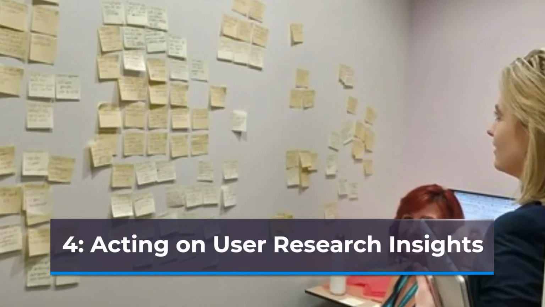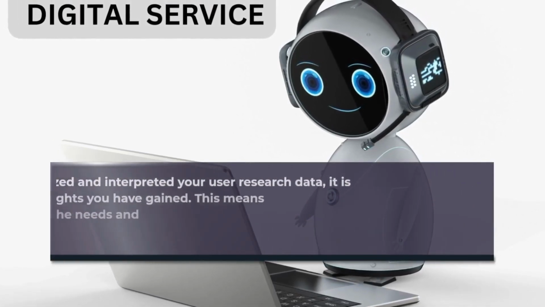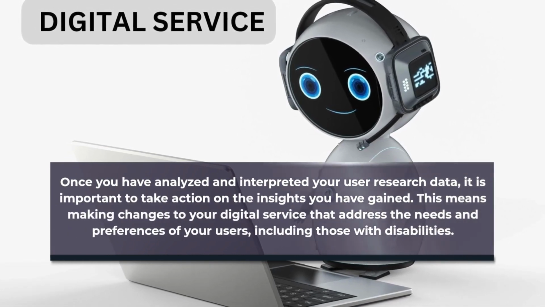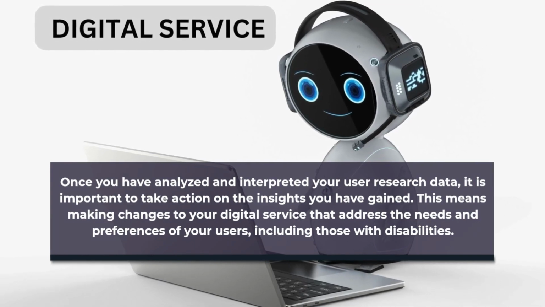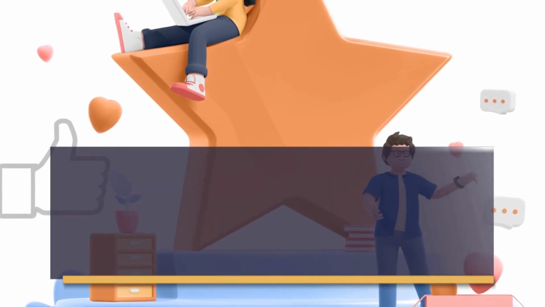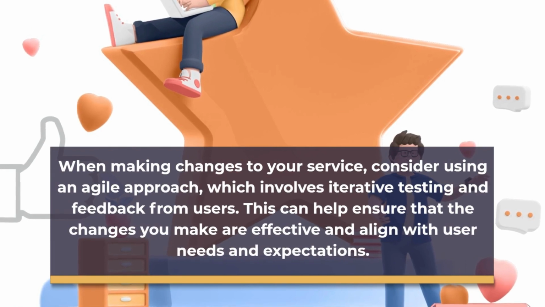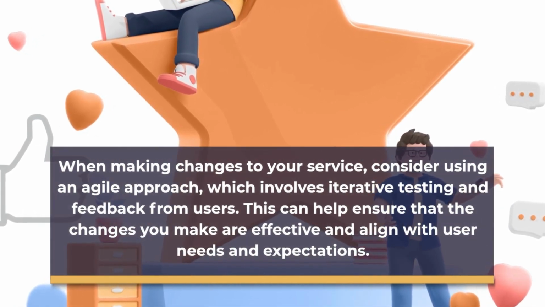4. Acting on user research insights. Once you have analyzed and interpreted your user research data, it is important to take action on the insights you have gained. This means making changes to your digital service that address the needs and preferences of your users, including those with disabilities. When making changes to your service, consider using an agile approach, which involves iterative testing and feedback from users. This can help ensure that the changes you make are effective and align with user needs and expectations.